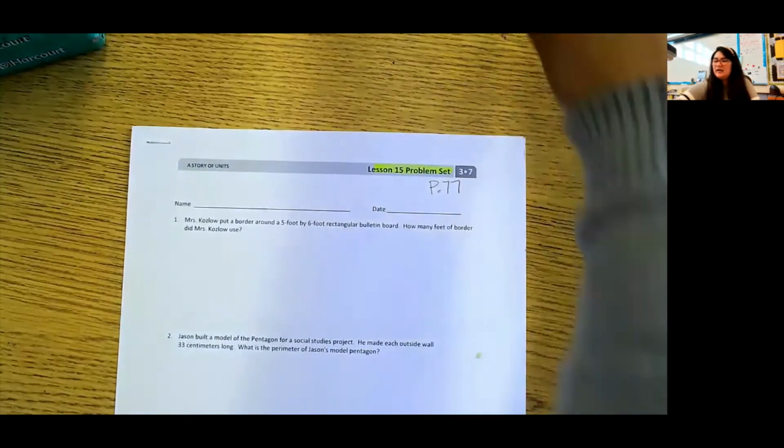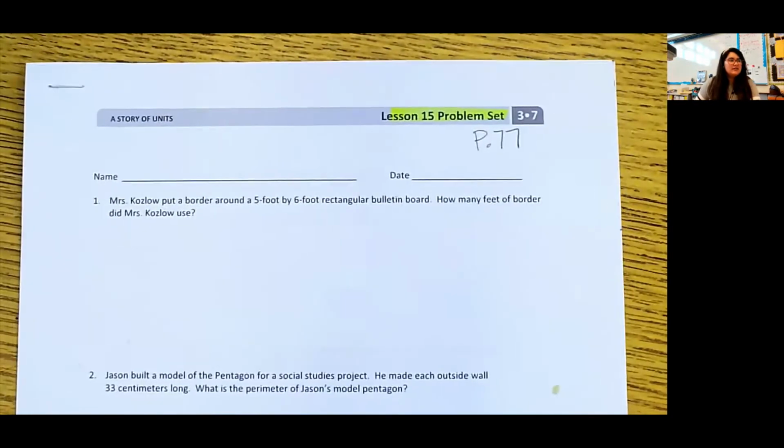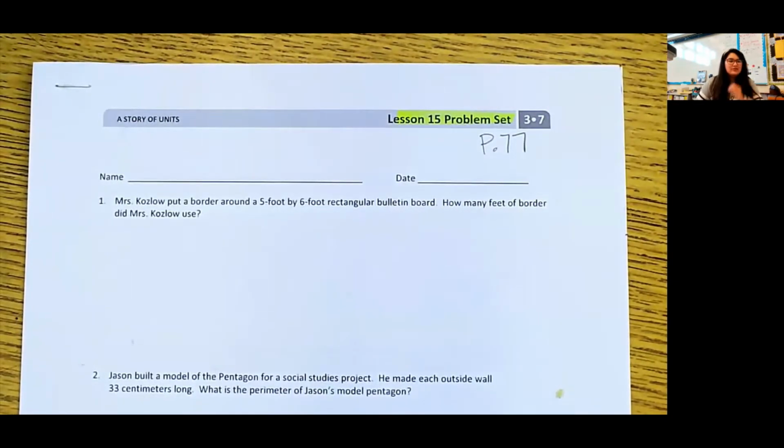Hi, boys and girls. Today we're going to be working on lesson 15 problem set, and that's going to be on page 77 of your Learn book. So turn to page 77 and let's get started. Okay, so make sure that you've already done this and you're just checking your work, or if you're having trouble that you can follow along with me, okay?